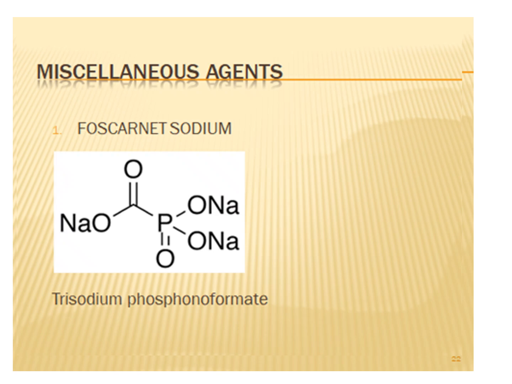First we have foscarnet sodium. Look at the structure. It is trisodium phosphonoformate. Its trade name is Foscavir, and its mechanism of action: foscarnet sodium is an inorganic pyrophosphate analog, and it inhibits replication in herpes virus and retroviruses. It is a reversible non-competitive inhibitor at the pyrophosphate binding site of the viral DNA polymerase and reverse transcriptase.